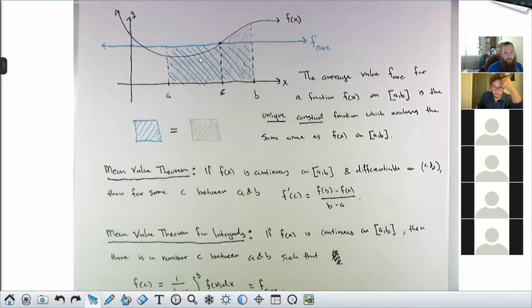So it says that the blue and the black have to touch somewhere between a and b, right? That's this guy.